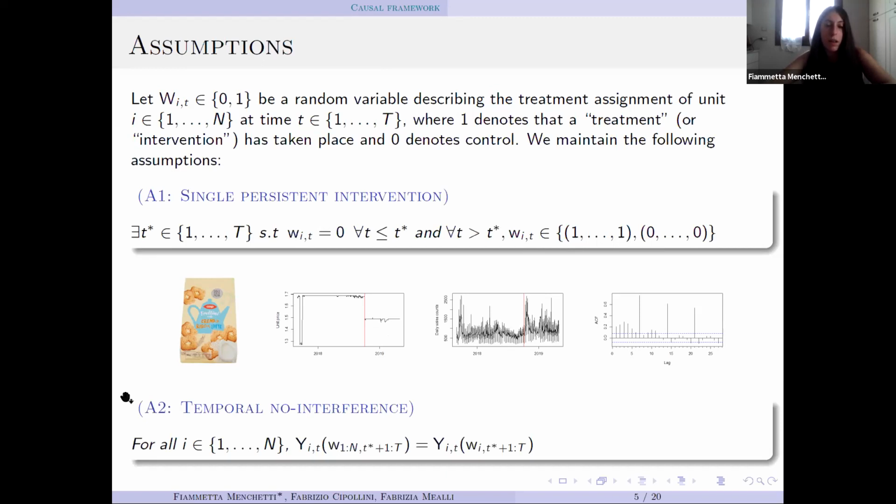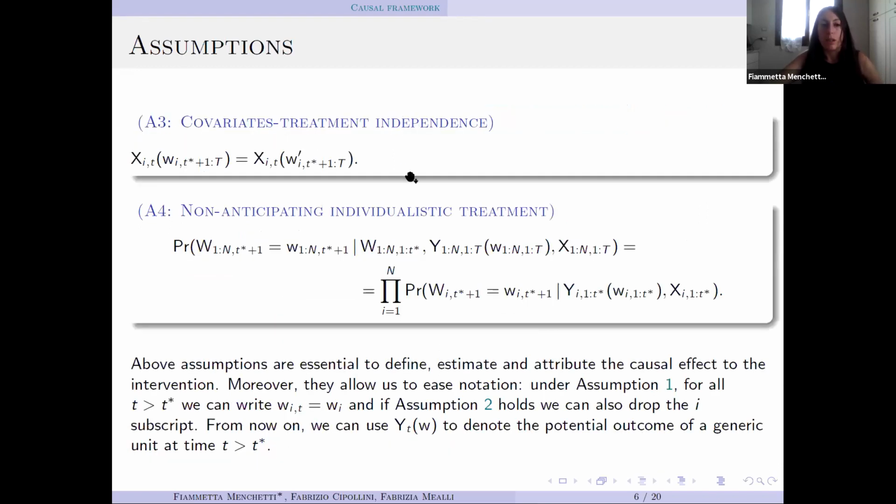Essentially, this states that whether the other units are subject to the treatment or not doesn't impact the potential outcomes of unit i at time t. So these only depend on the treatment path of that particular unit.